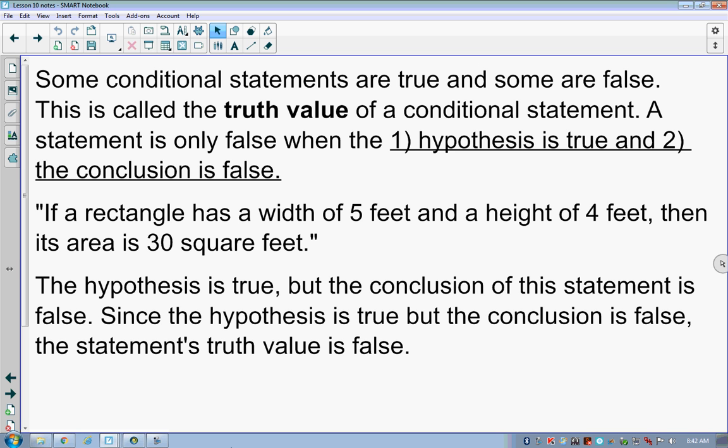So if a rectangle has a width of 5 feet and a height of 4 feet, well, that's possible. That hypothesis is true. Then its area is 30 square feet. Is that true? No. Why not? 5 times 4 is 20. So the hypothesis is true, but the conclusion is false. Since the hypothesis is true but the conclusion is false, the statement's truth value is false. Truth value is just what we call it. Just because we're using the term truth value doesn't mean that it's got to be true. It's just what we're referring to it as. Does this make some relative sense? If you have questions about it, we'll keep working on it.